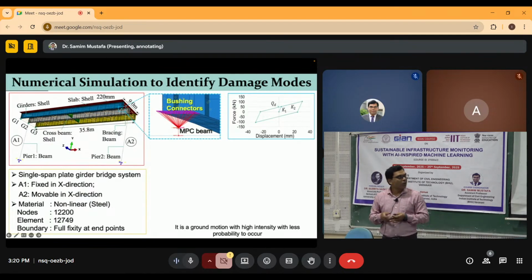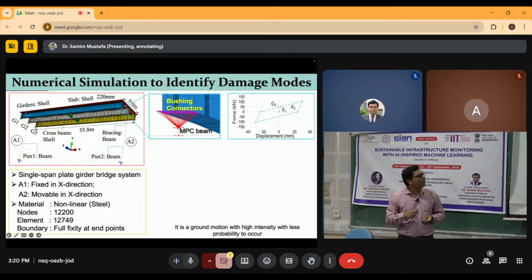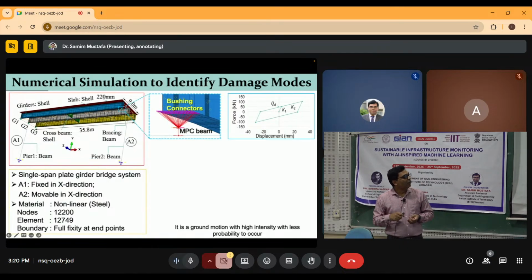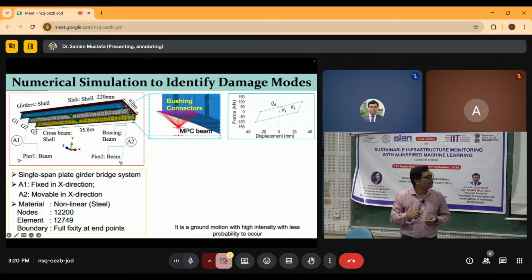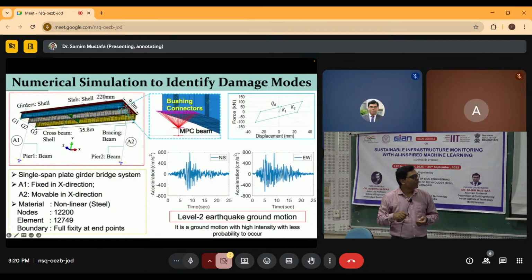Okay, so not completely. This type of bearing was modeled in finite element software, using MPC beam and some bushing connector, and this type of bilinear behavior is there. It is non-linear, basically very complex, but to have a simplified model in Abaqus, this type of bilinear model was considered.